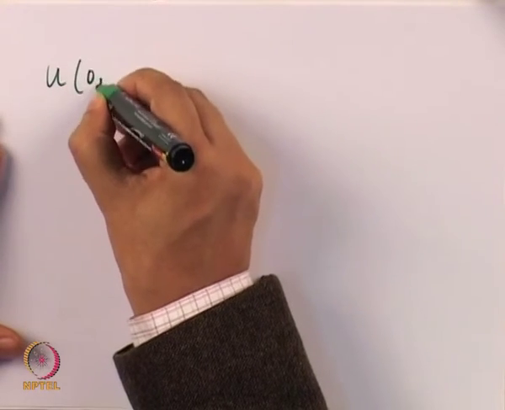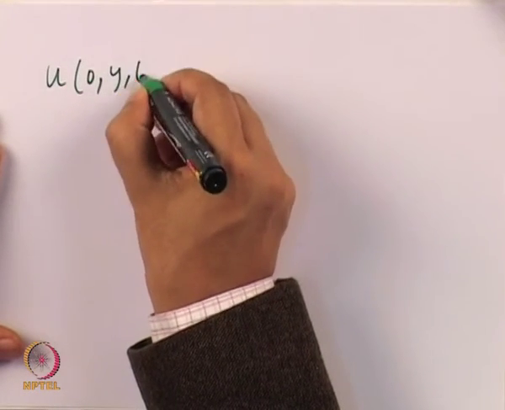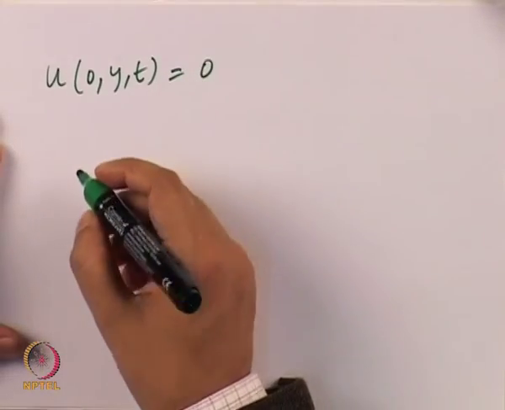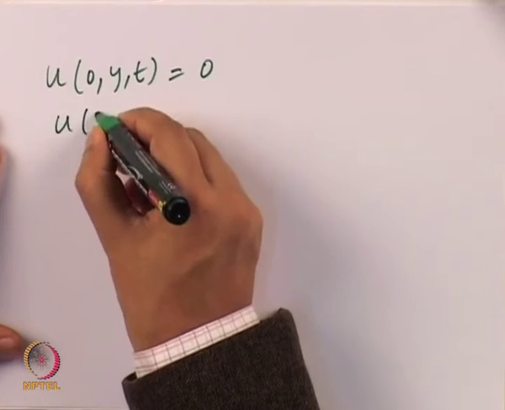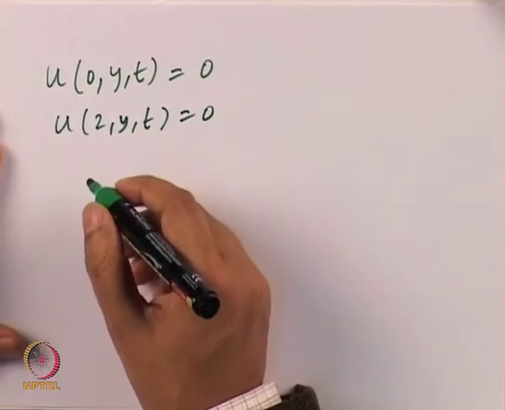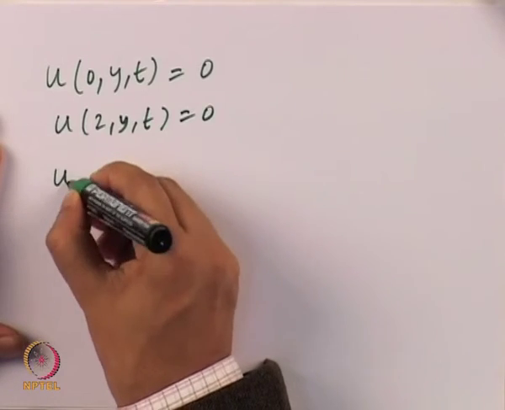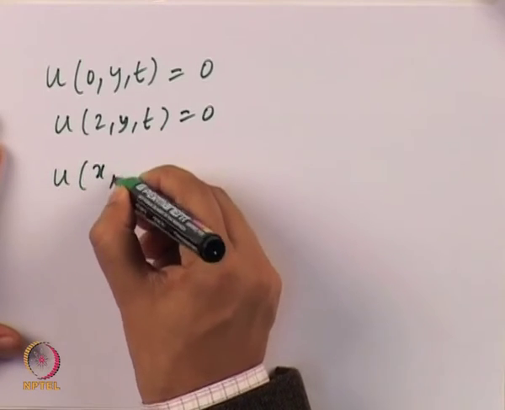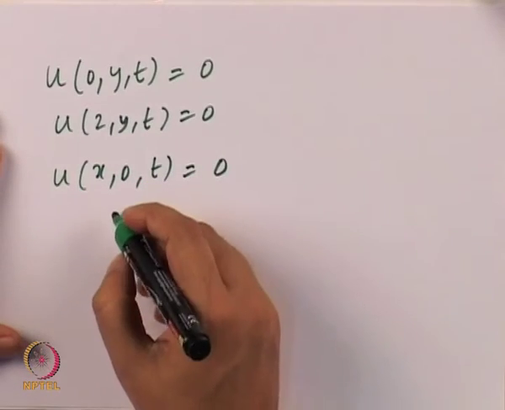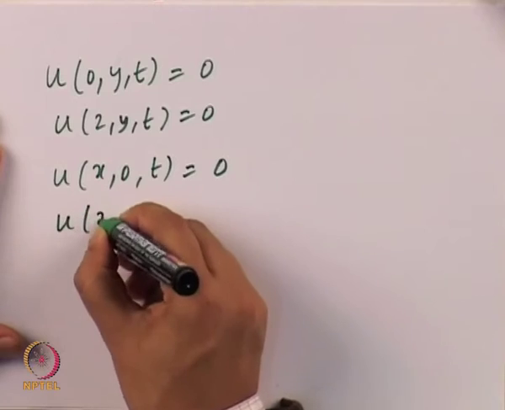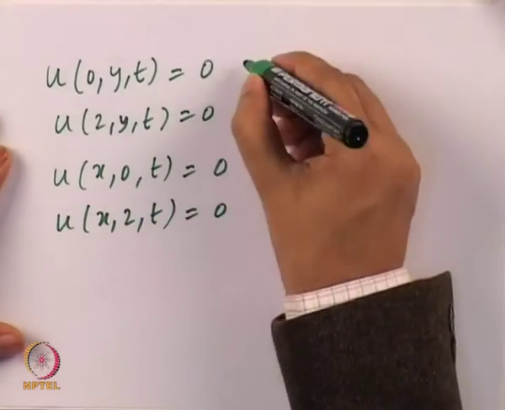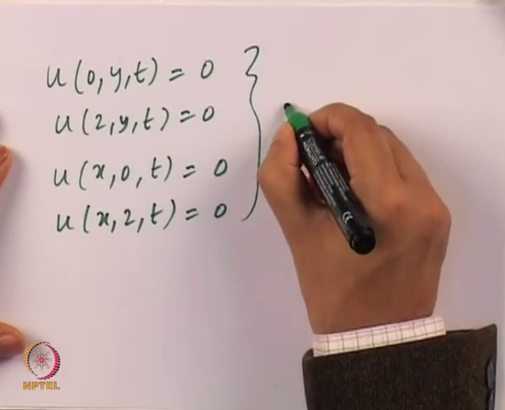u(0, y, t) is equal to 0, u(2, y, t) is also equal to 0, u(x, 0, t) is equal to 0, and u(x, 2, t) is also equal to 0. So these are the boundary conditions.